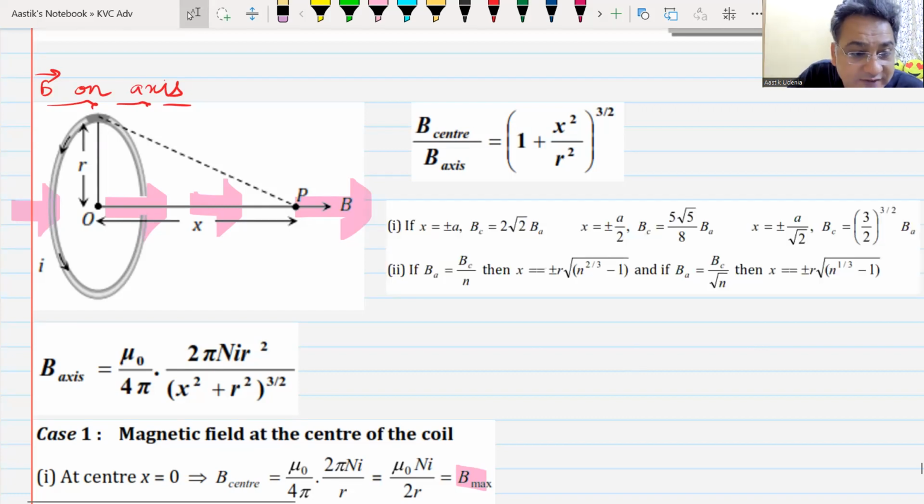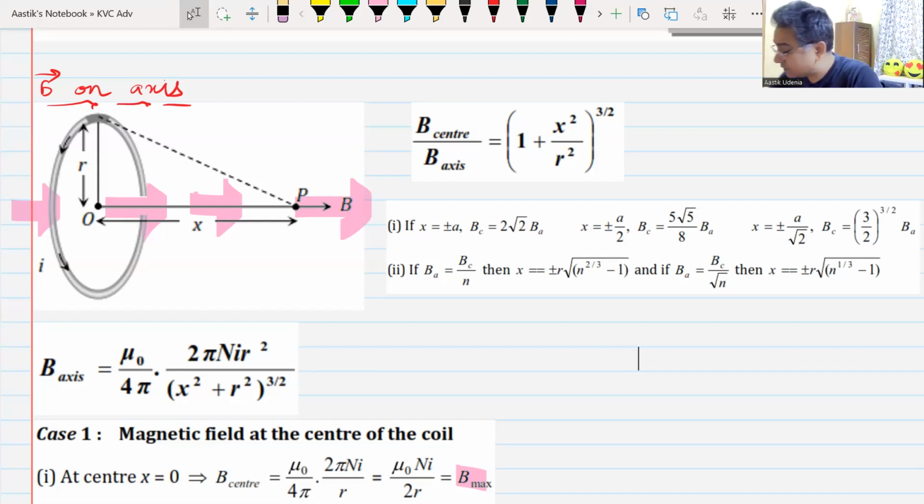If the value of x is plus or minus a, when I say a, it should be plus or minus r, the radius of the coil. Do we understand this? The radius of the coil. Yes, sir. Okay, so this will be the answer.